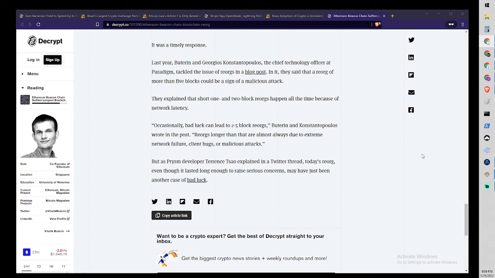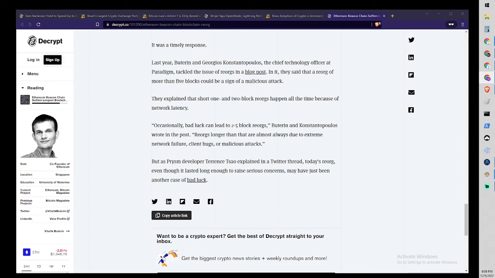If you actually take time to study the chains, any chain that's proof of work, every chain in existence, you will always find forks out there. You'll find orphaned blocks constantly. It's just part of mining the network.